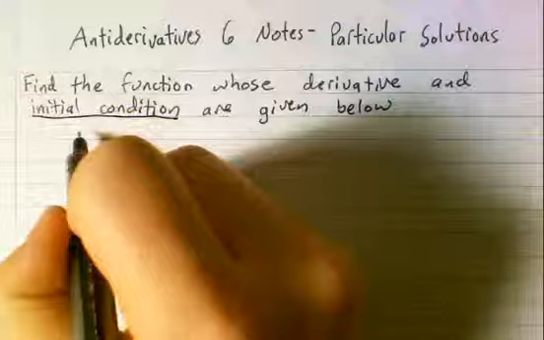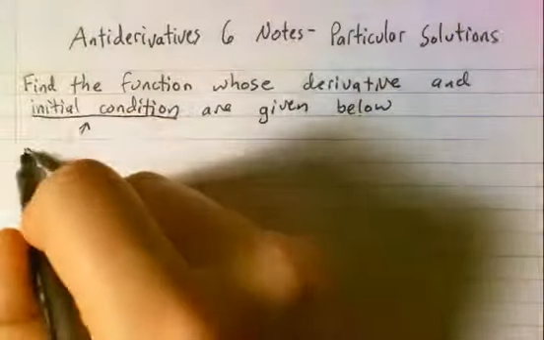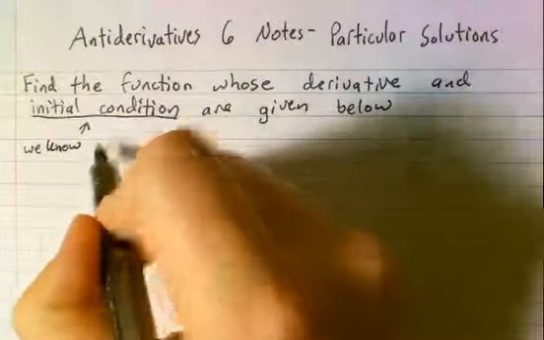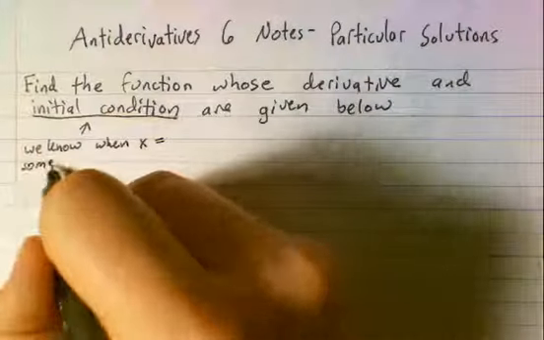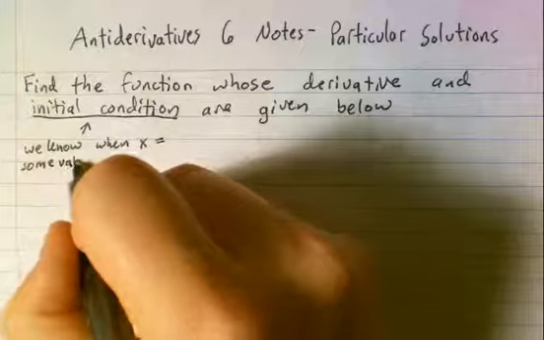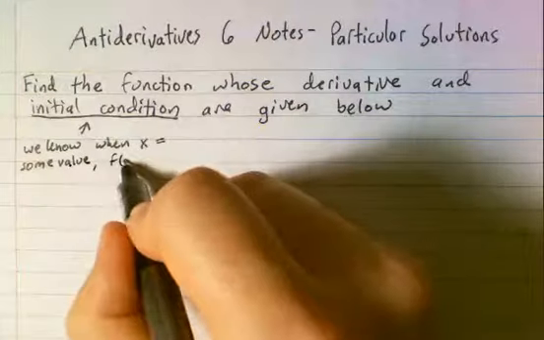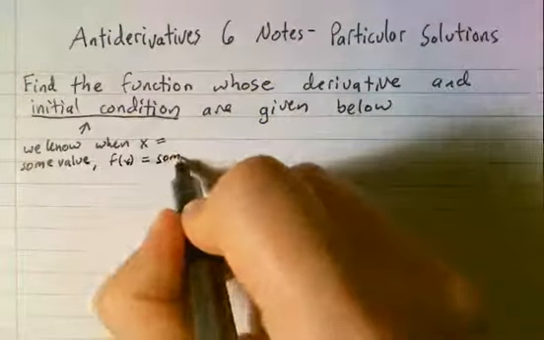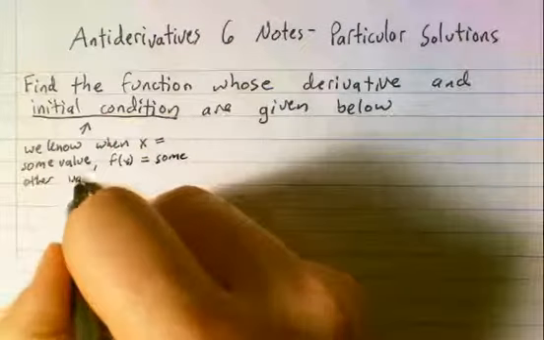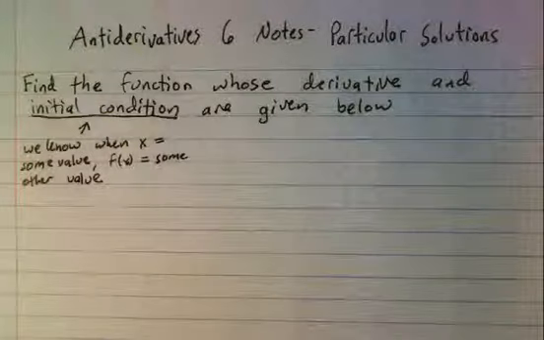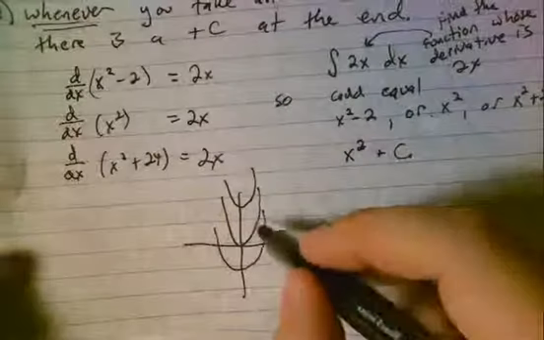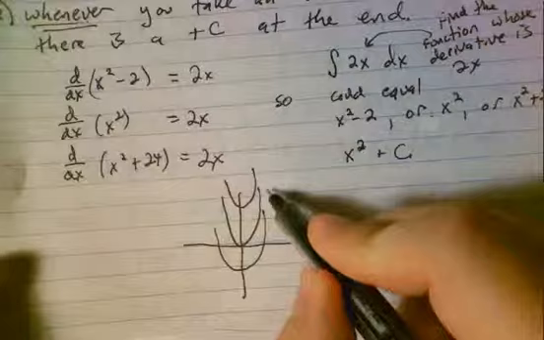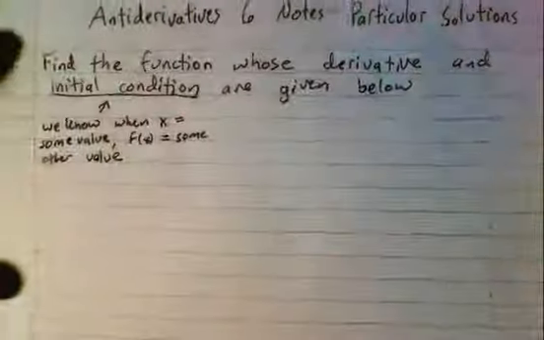And all this initial condition means is that we know that when x equals some value, f of x equals some other value. Basically, if we have our family of curves, we're told that there's some particular point that we know the curve goes through, and we're finding the curve that goes through that particular point. So what that looks like is something like this.